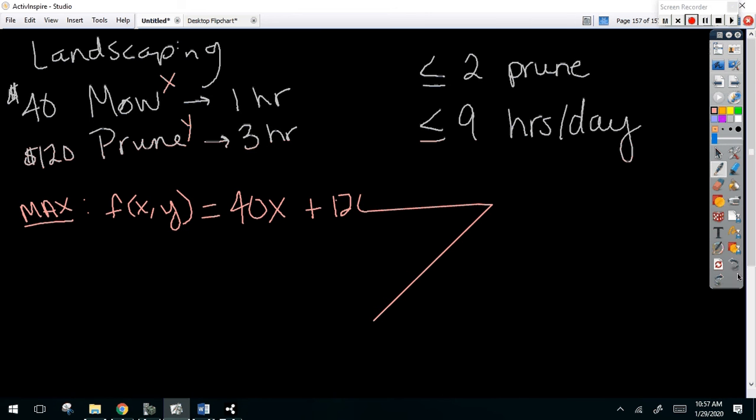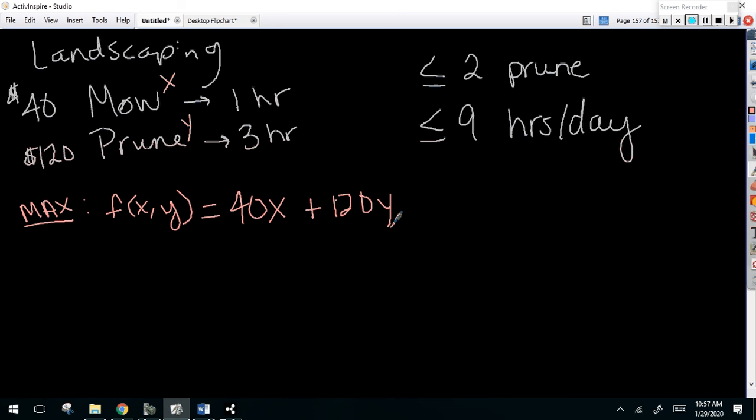120y. Okay. Do we all see how to do that? Look at what they're asking you to maximize or minimize and write your function first. A lot of times that's the easiest. Now let's look at our restraints.